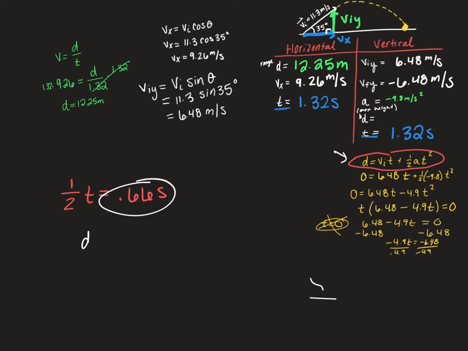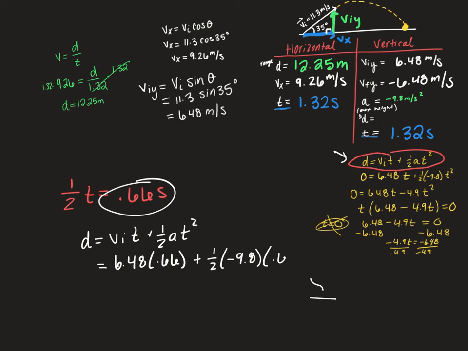So we have d equals v_i t plus 1/2 a t squared. And so we know our v_iy is 6.48, times 0.66, plus 1/2 times negative 9.8 times 0.66 squared.